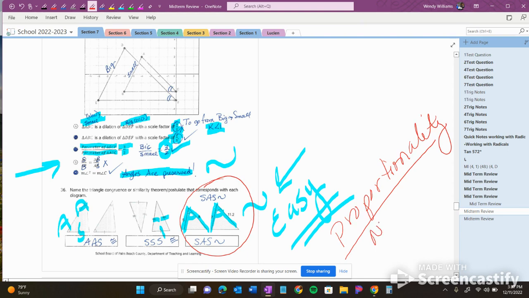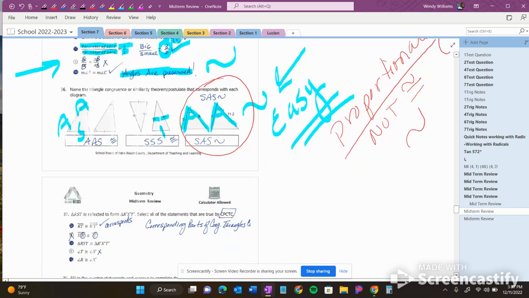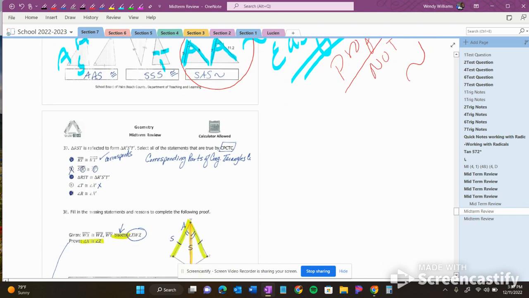Proportionality, not congruent. That's why they're similar. Number 37: Select all the statements that are true by CPCTC, corresponding parts of congruent triangles are congruent.